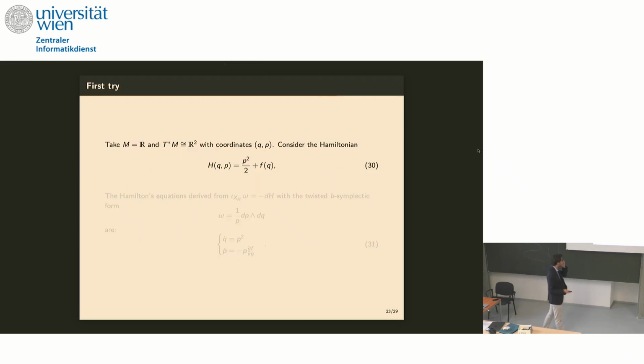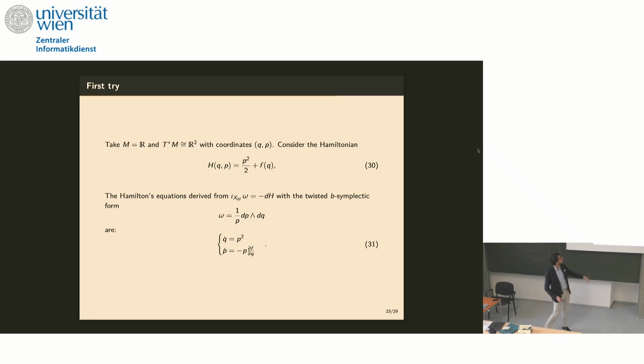So now let's try a little bit. We start from something very simple. We start with the Hamiltonian of just a point object. So we have some kinetic energy plus some potential F. Let's look at what is happening if you just put a singularity into the system. So we can write the usual Hamiltonian flow associated to that, but now using this singular symplectic form, and here we will use the twisted one.